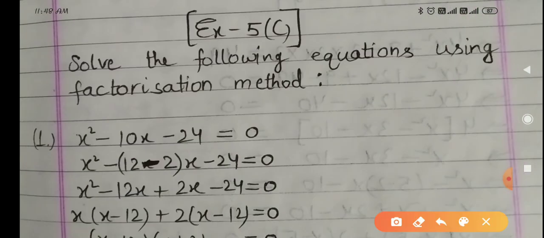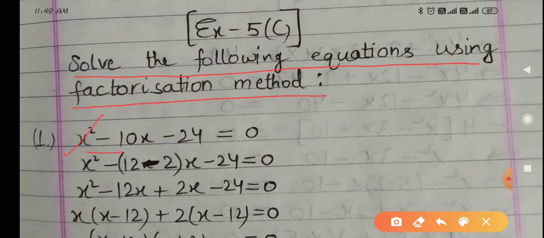Here it is written, solve the following equations using factorization method. Factorization method you have to use. This factorization method you have used in class 8th and 9th. So one more time I will tell you, listen properly. This equation is given: x square minus 10x minus 24 equals 0.